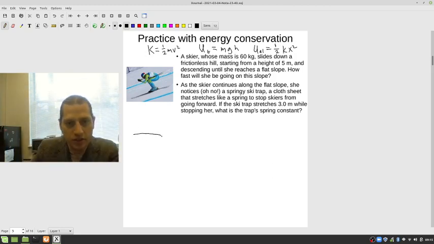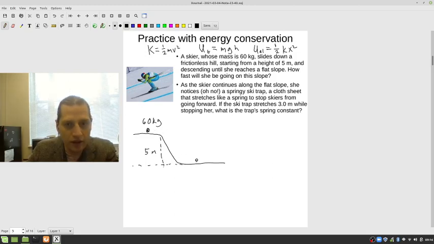Let's suppose that you have a skier going down a hill, and that hill has some height of 5 meters. And notice I didn't have to even say anything about what angle that is. I just need to put this skier as a mass of 60 kilograms. And she's going to slide down the hill on her skis. We ignore friction for the time being. And then down here, she has some speed. And I ask, how fast will she be going on this flat slope at the bottom?